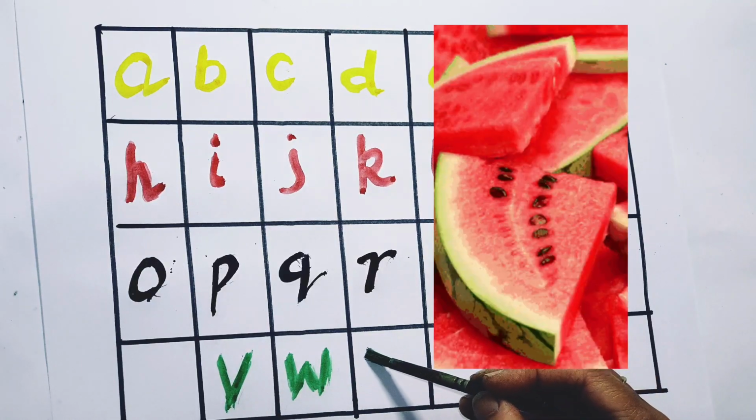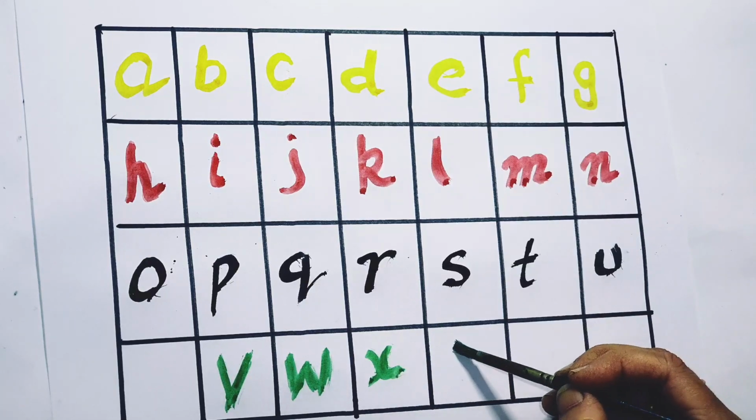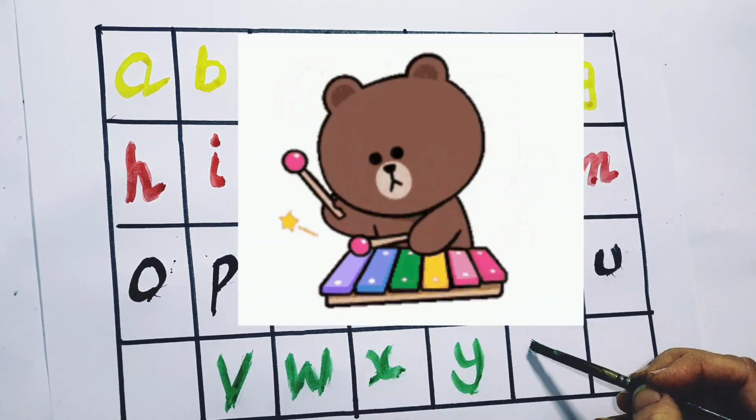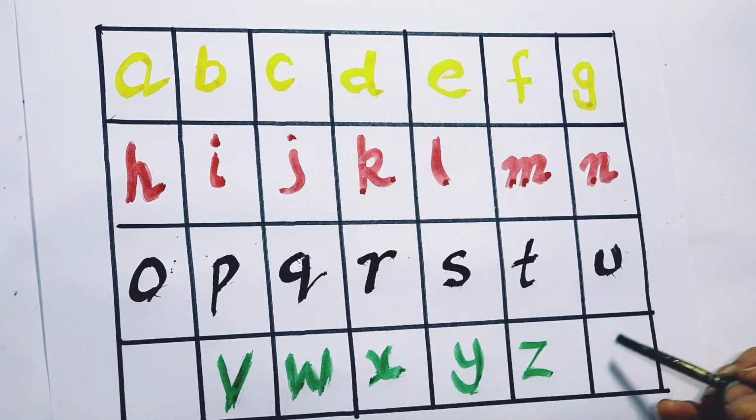W for watermelon. X for xylophone. Y for yak. Z for zebra.